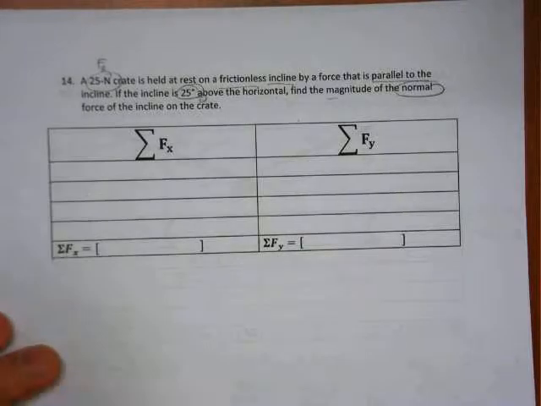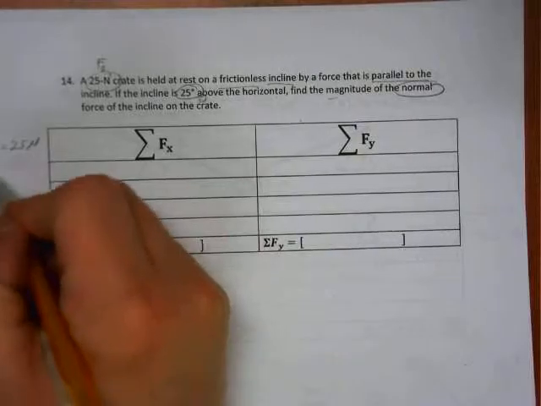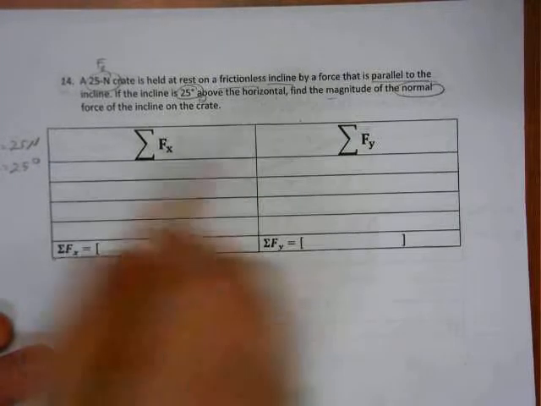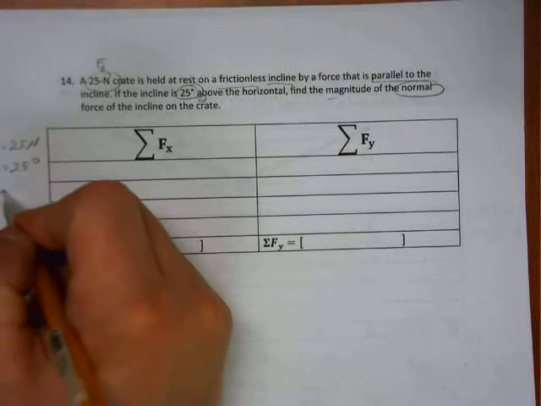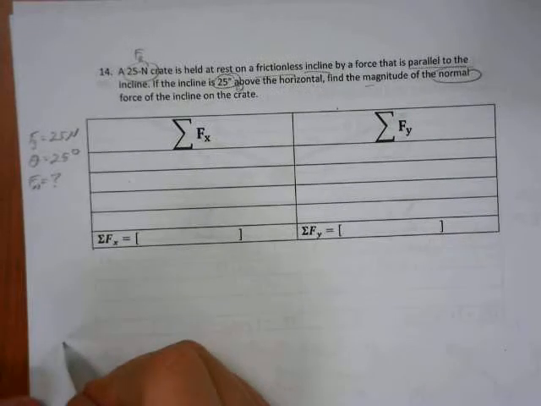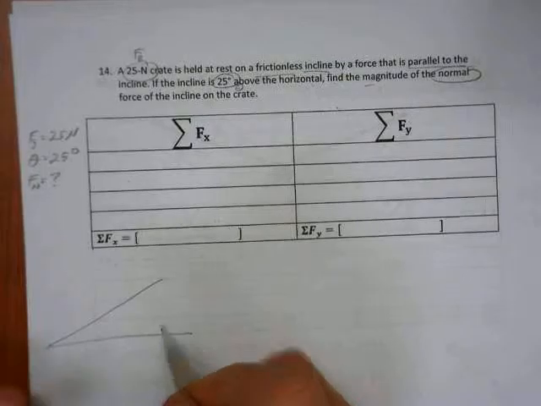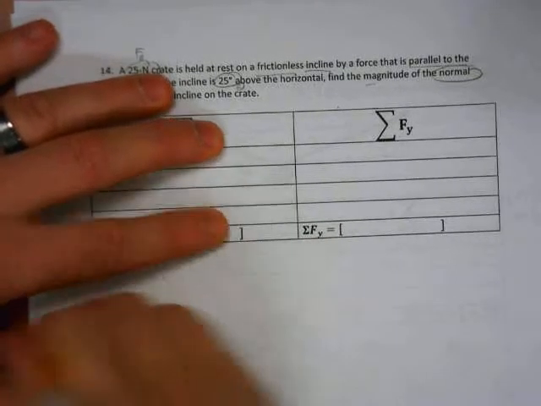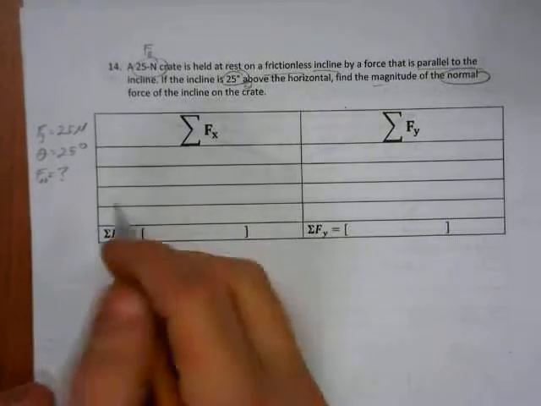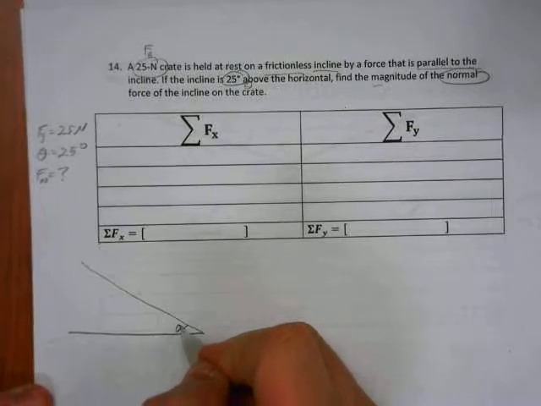I'll just circle normal. Okay, so we have Fg equals 25 newtons, theta equals 25 degrees, and we want to find the normal force, question mark. So first step, draw a diagram. I'm sorry, I know everyone likes the inclines to go the other way, which makes perfect sense. I just don't know why I have that habit of drawing the inclines that way. So we'll call this theta.